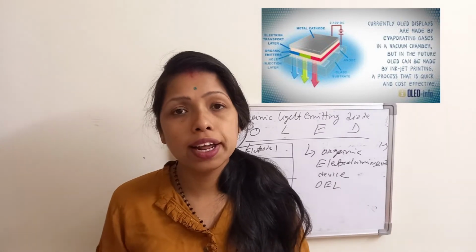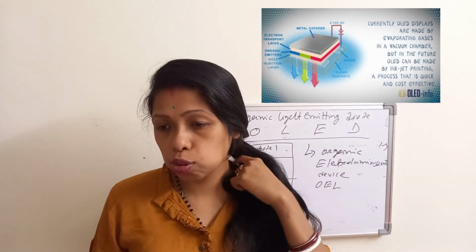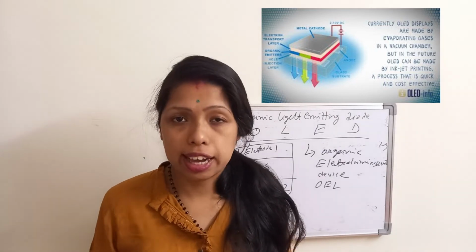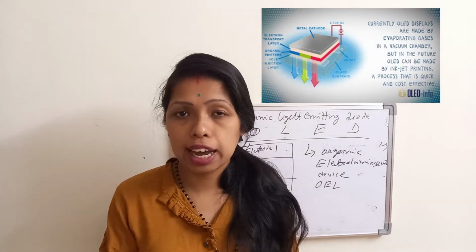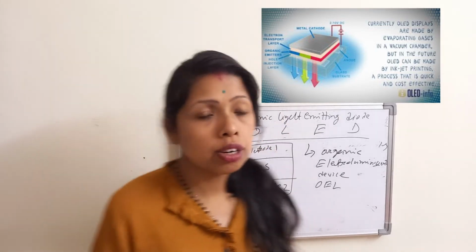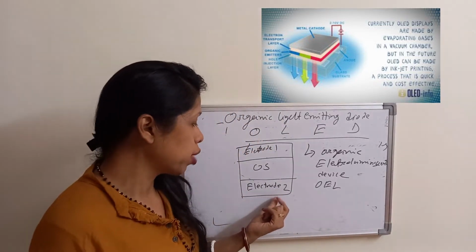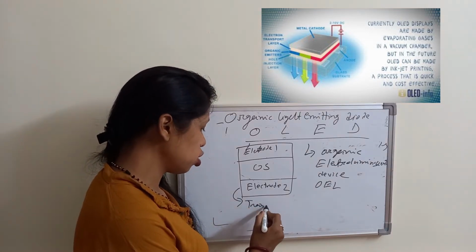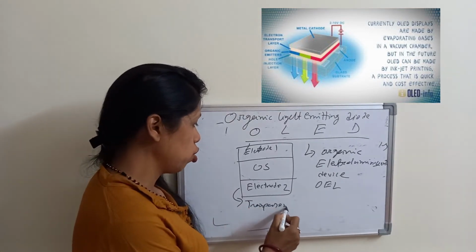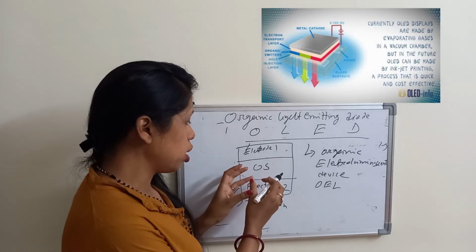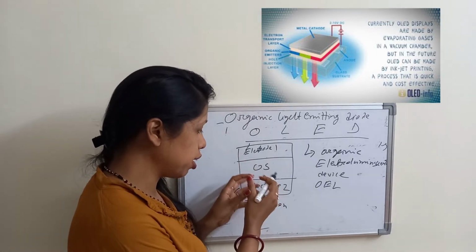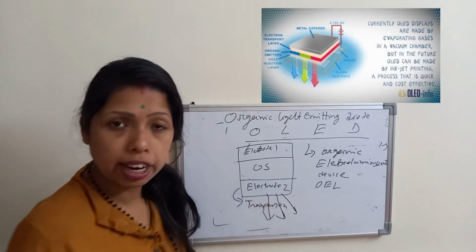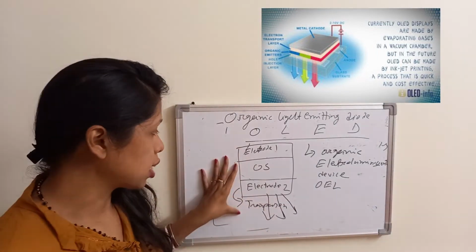Electrode 1 and electrode 2 we can design by employing a metallic layer. Different kinds of metallic layers are available. But one of the electrodes should be transparent. Suppose this electrode should be transparent. Light will be generated inside the device and emitted from this electrode layer. This is the structure.